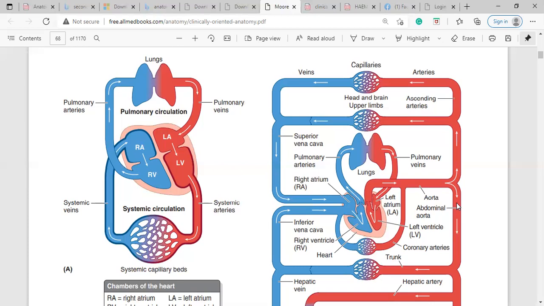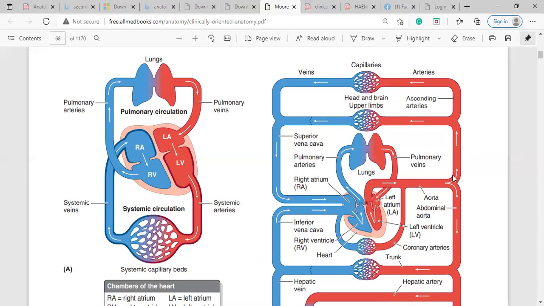Now, the part that comes to the lower part of the body is called the abdominal aorta. So this aorta is going to supply all organs that are below the heart. This other part that goes up is called the thoracic aorta. Because that is the main aorta, it splits into the smaller one, which we call the abdominal aorta.